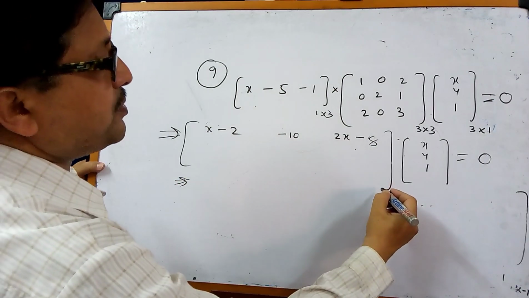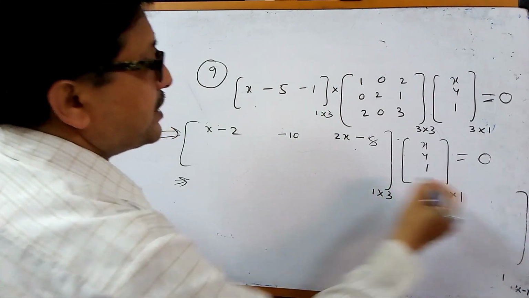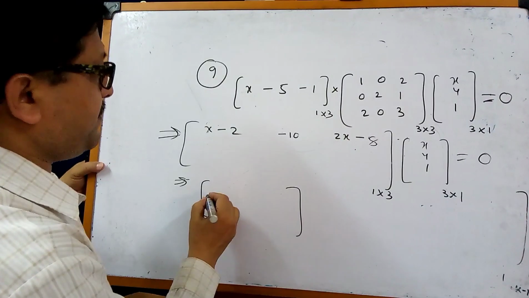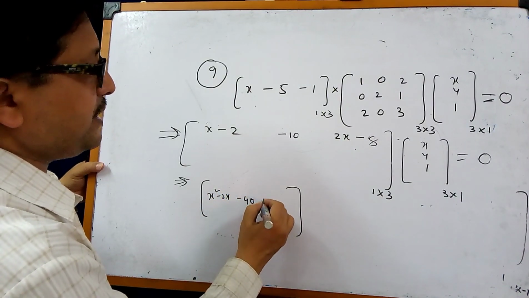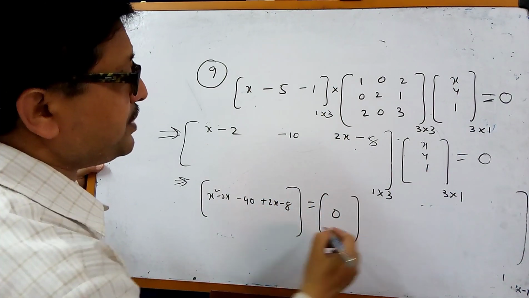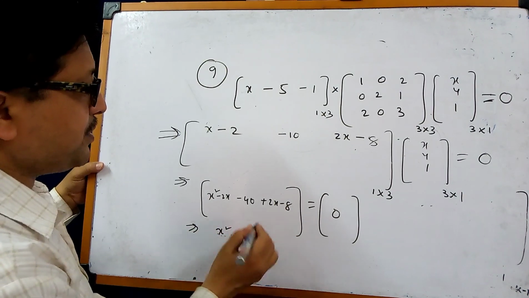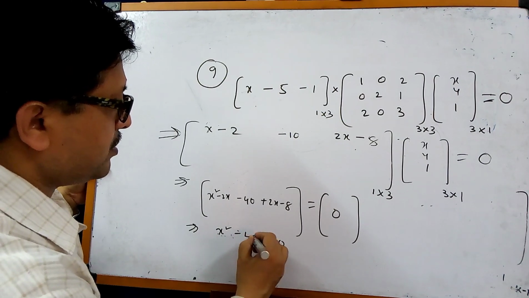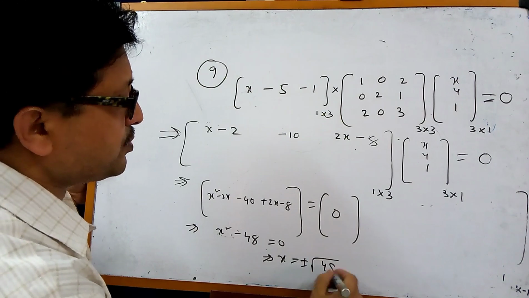Now this matrix is of order 1 cross 3. This is 3 cross 1. So multiplication will give you 1 cross 1 matrix. So ordinarily this will be multiplied: x square minus 2x minus 40 plus 2x minus 8. Here the 0 matrix will be 0 only, a 1 by 1 matrix. So x square minus 48 equal to 0. So this implies x equal to plus minus root 48.